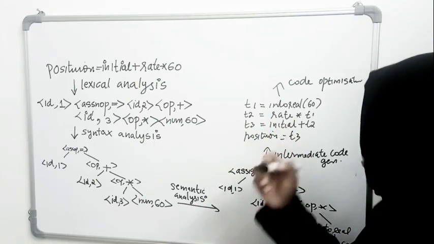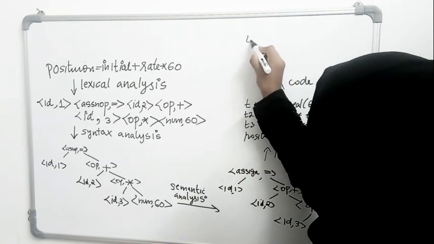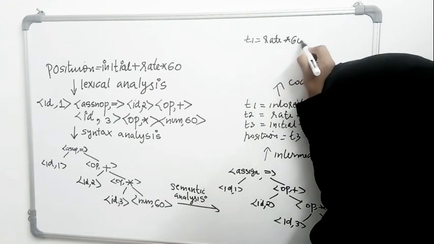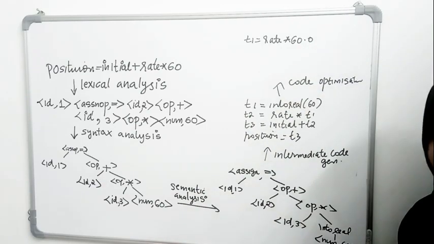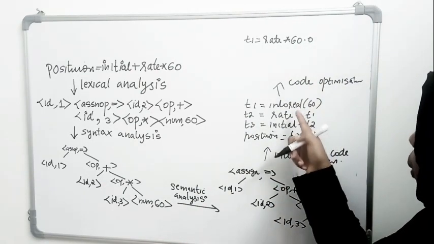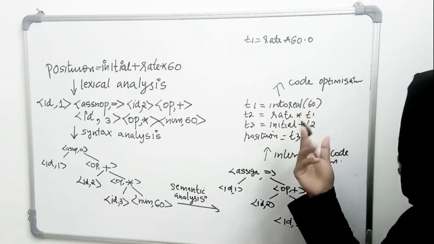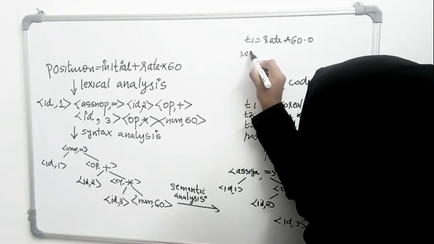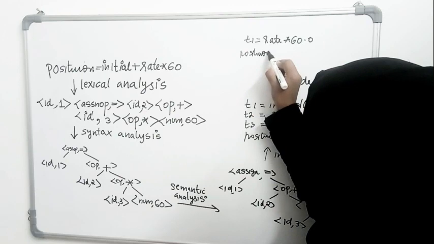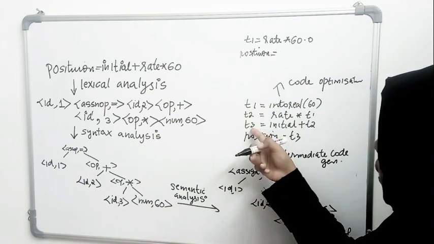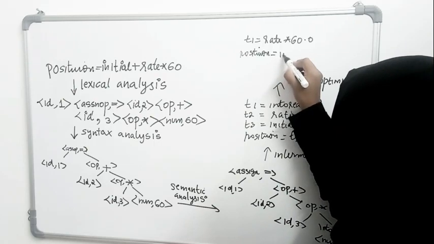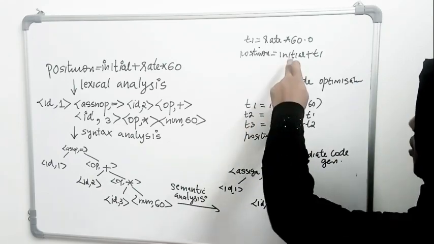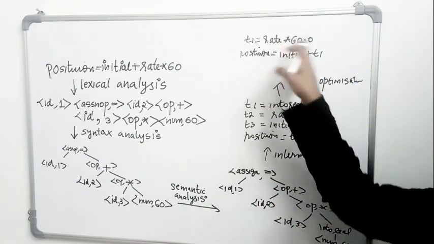We will do something here. We are calculating t1 as rate into 60.0. Now 60 has already been converted to a floating point number without this manual conversion, isn't it? 60.0 is definitely a floating point number. Now we can directly assign the value to position without using another temporary variable here. Position is equal to initial plus t1. It is initial plus rate into 60. Position is equal to initial plus rate into 60.